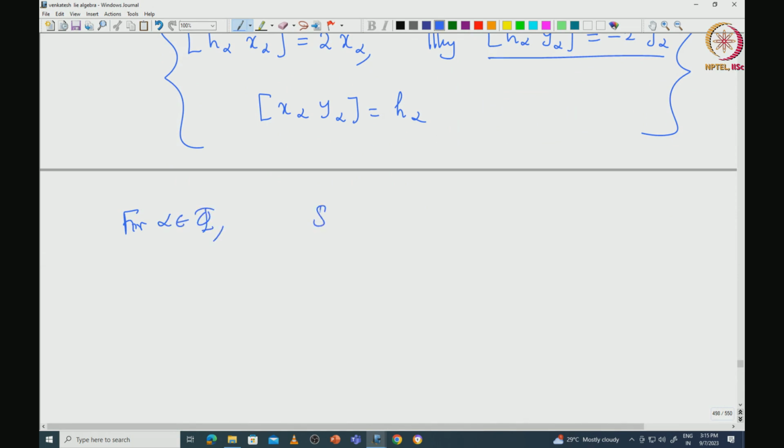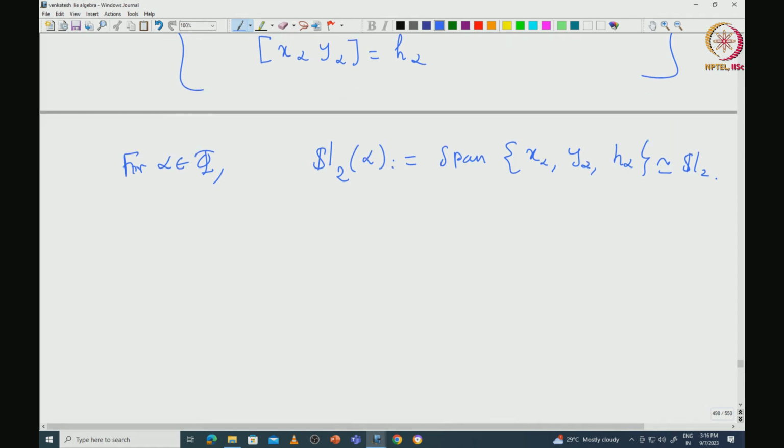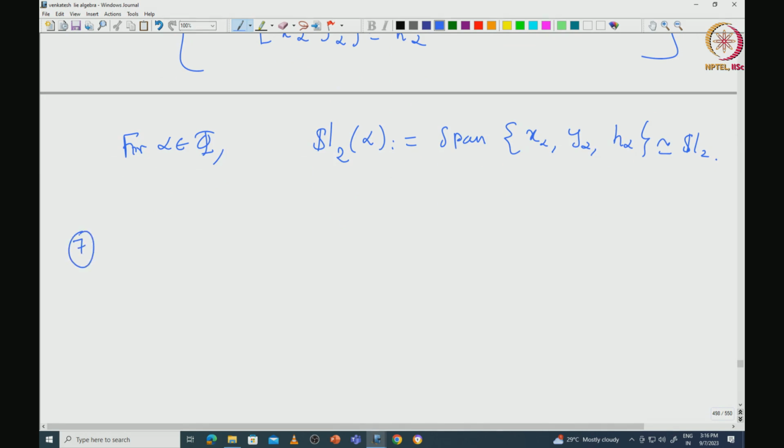So this triple, for alpha in phi, this 3-dimensional subalgebra which is spanned by x alpha, y alpha and h alpha, will be called the SL2 triple corresponding to this alpha. This is the definition of the SL2 triple, and naturally it is isomorphic to SL2. If we think about it, this association of alpha to h alpha is also a very nice association, so let us make this remark.